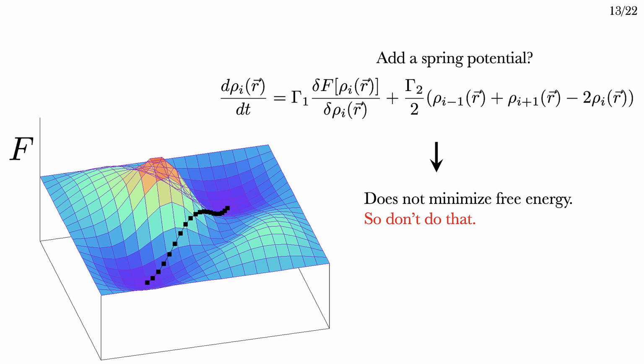It looks like it's going okay at first, but then the tension in the string pulls it up the free energy landscape away from the optimal path. This is not good. The spring potential does have its uses that I'll get back to, but you should not use it as the only or even primary tool to calculate your string.